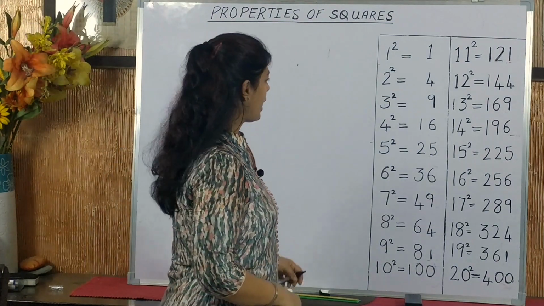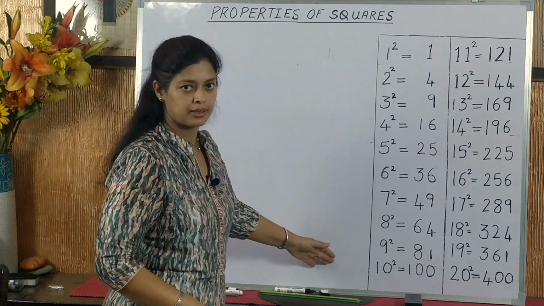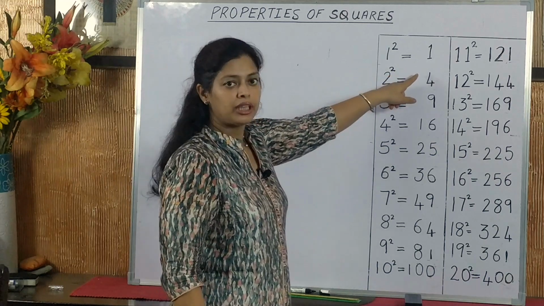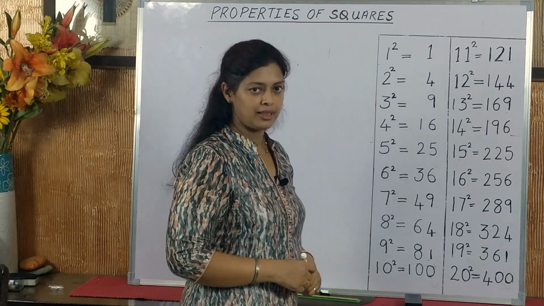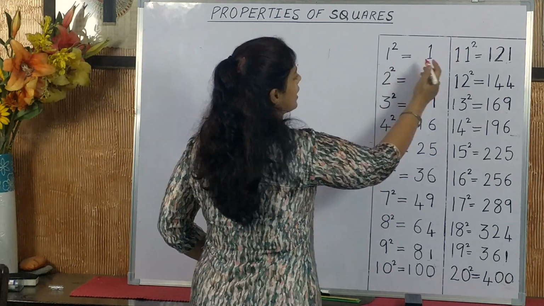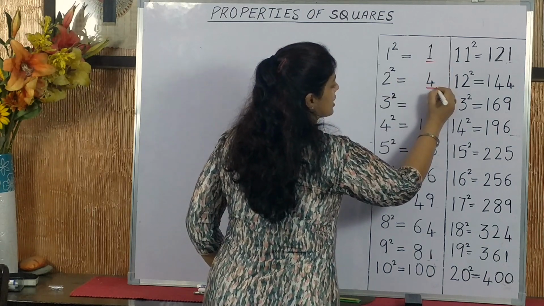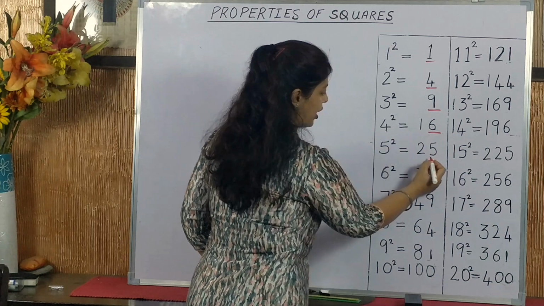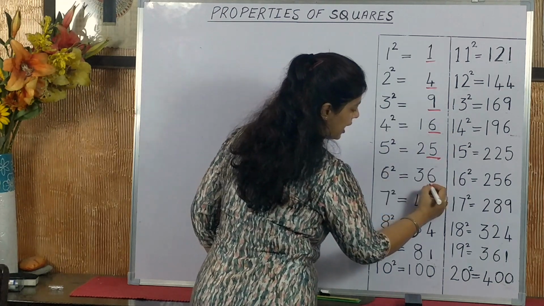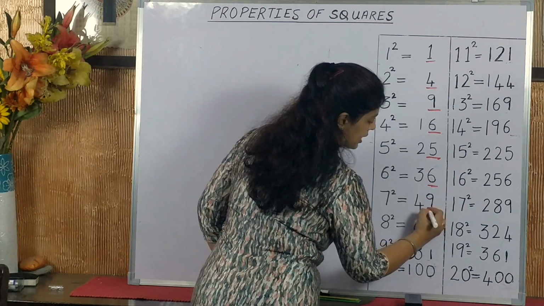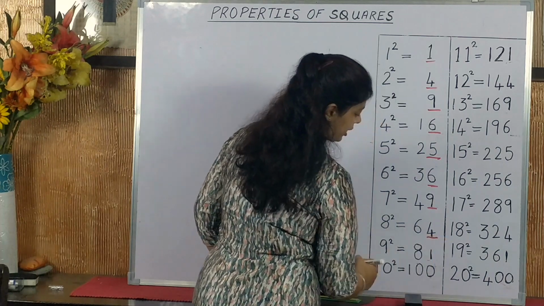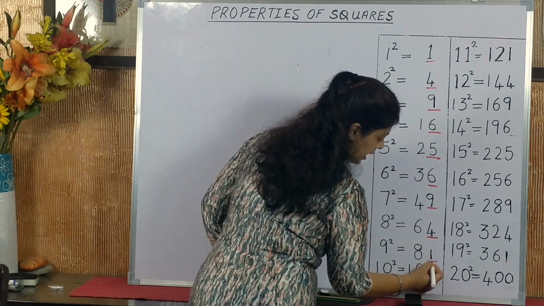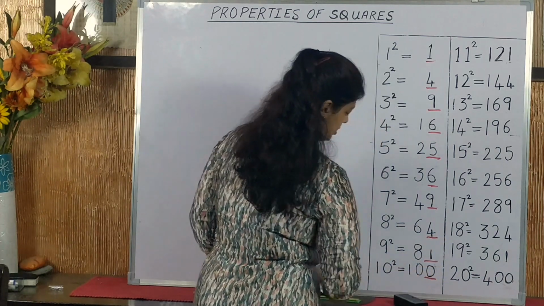Now observe the squares of the first 10 natural numbers. Look at the ending digit or the digit in the units place of these squares. 1 square has 1, 2 square has 4, 3 square has a 9, 4 square has 6, 5 square has a 5, 6 square has a 6 again, 7 square has 9 again, 8 square has a 4 again, 9 square has 1 again, and 10 square has a 0.